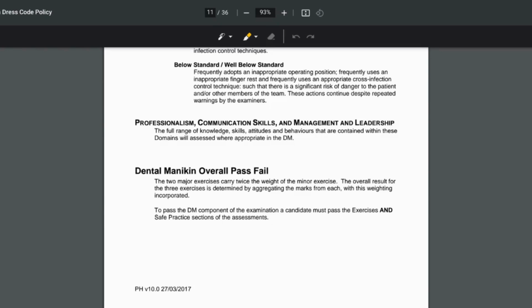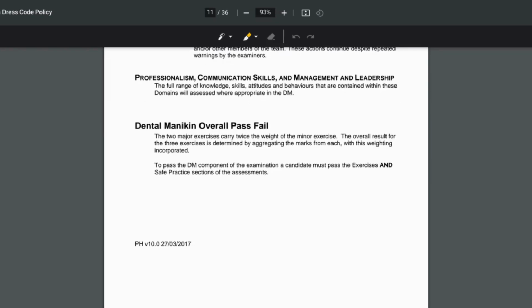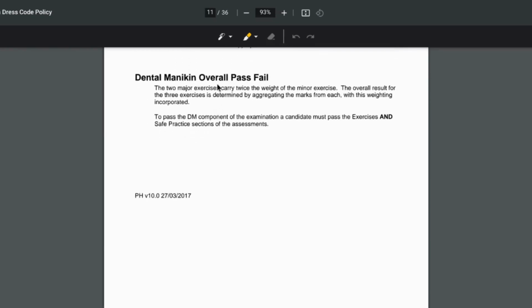All right. Safe practice, very important. So you have to do all that. Then professionalism, communication skills, and management and leadership. So all these things will be assessed by the examiner during the talk, your talking, your behavior, your position, posture, and everything in general for those 3 hours.